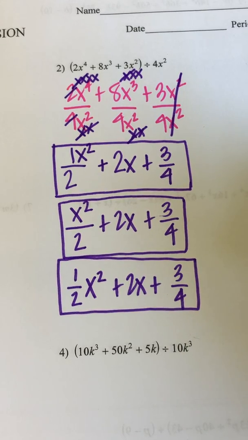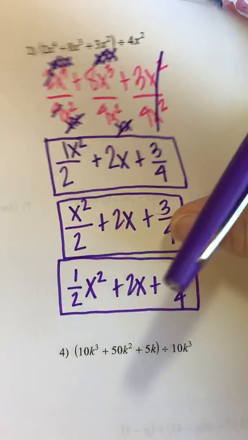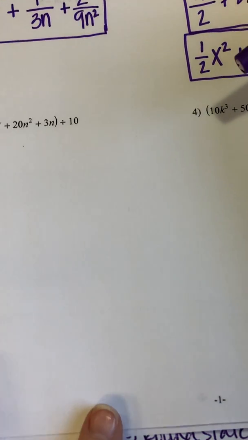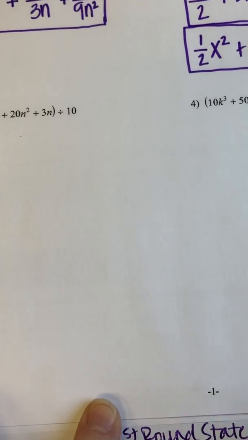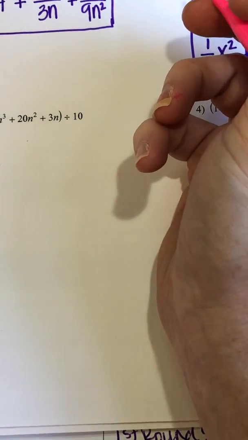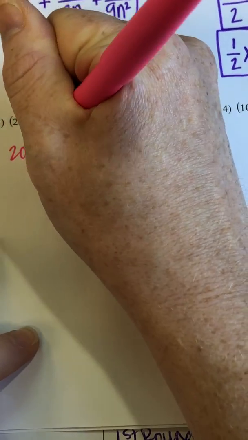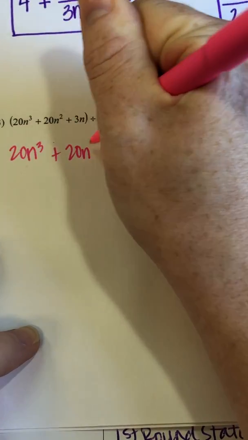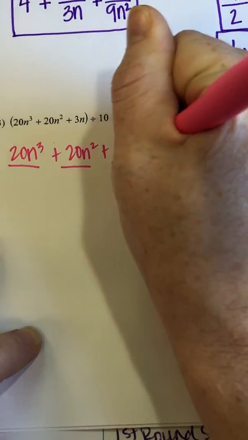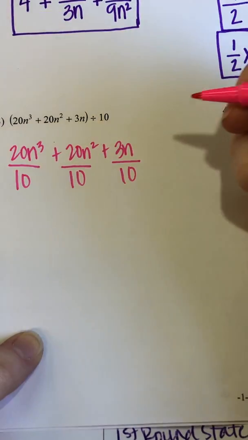Any questions so far? You feel pretty good? Awesome. Let's look at number 3, please. Number 3. I have 20n cubed plus 20n squared plus 3n, okay? And I'm going to write it out. And this time, what am I dividing by? Just 10. I don't have any variables to worry about.